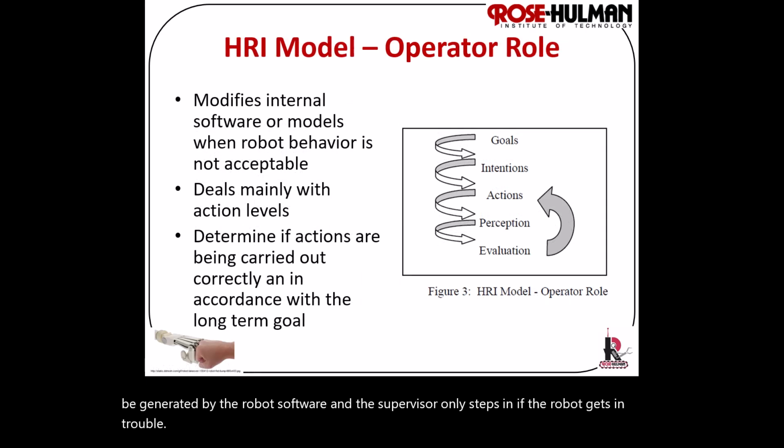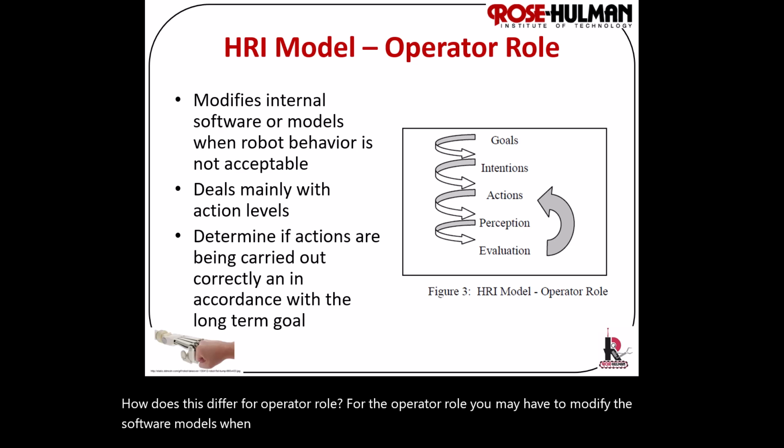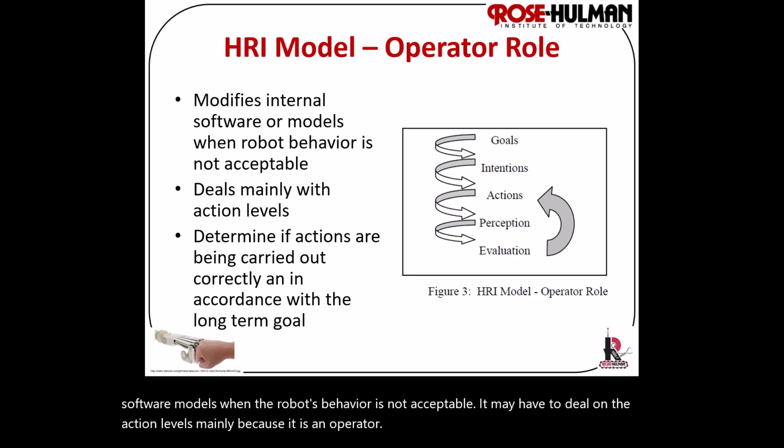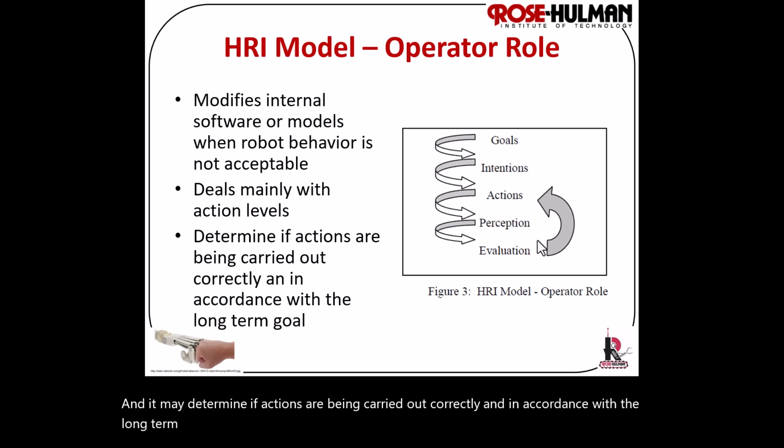How does this differ for the operator role? For the operator role, you may have to modify the software models when the robot's behavior is not acceptable. It may have to deal on the action levels mainly because it is an operator, and it may determine if actions are being carried out correctly and in accordance with the long-term goal. And notice how this changes where the loop is for an operator.